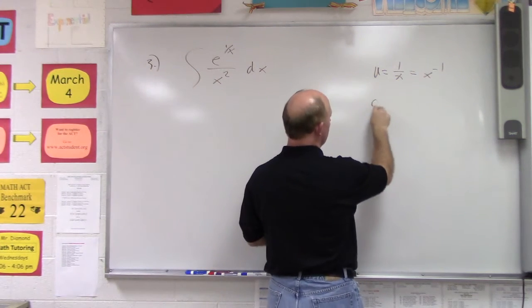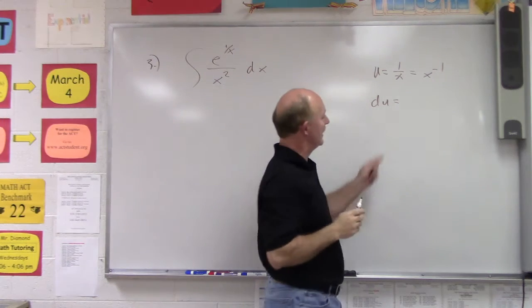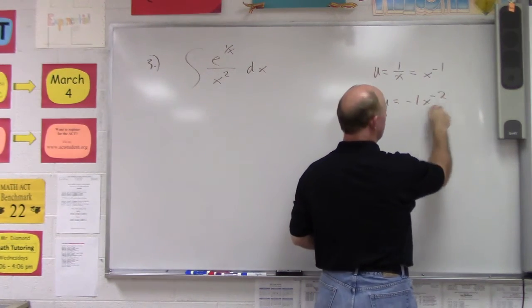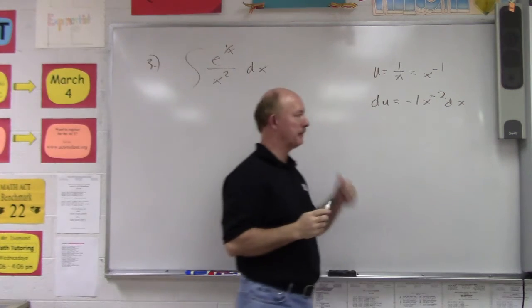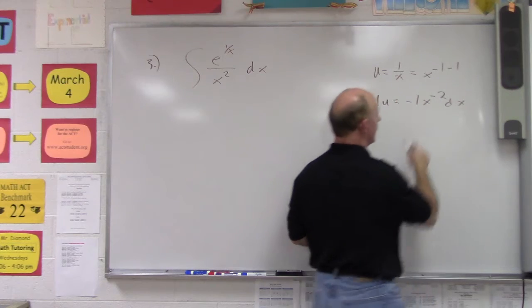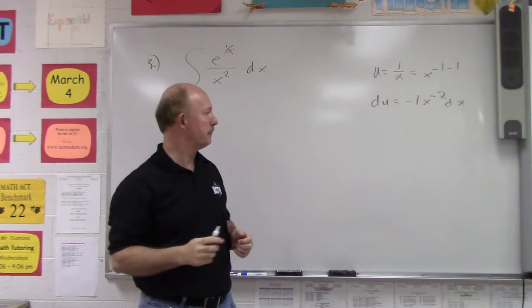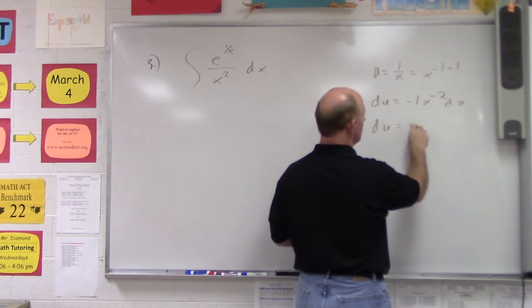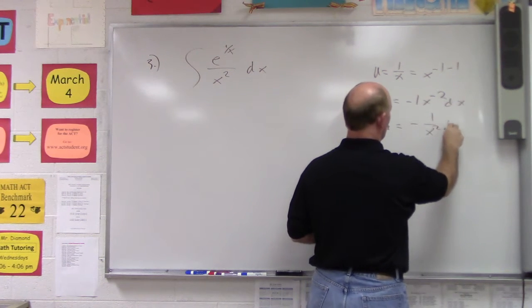So I'm taking the derivative now. This will be du equals. Now the derivative of x to the negative 1, remember, is negative 1x to the negative 2 dx. So bring the negative 1 down front. So remember to subtract 1 from your exponent, makes that x to the negative 2 now. So now du is going to be equal to, and I want to rewrite this as negative 1 over x squared dx.